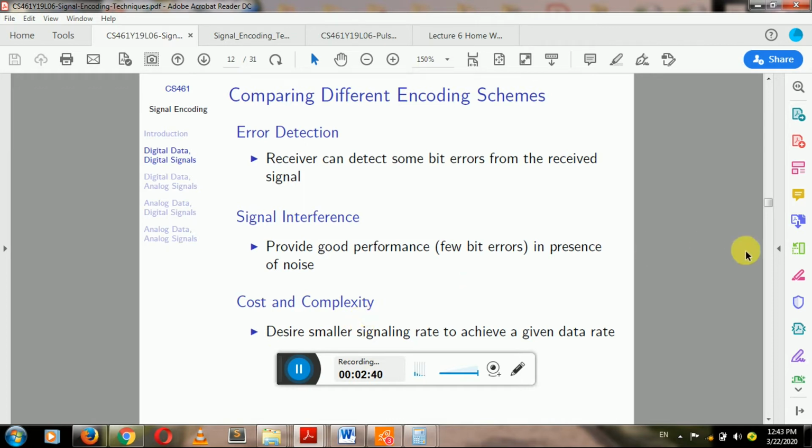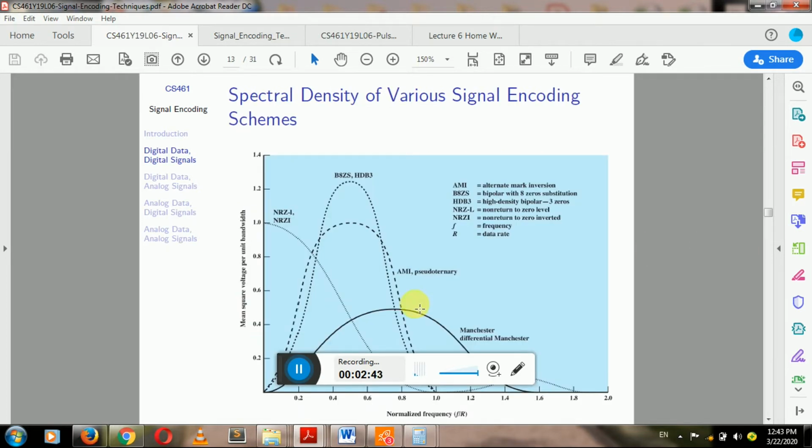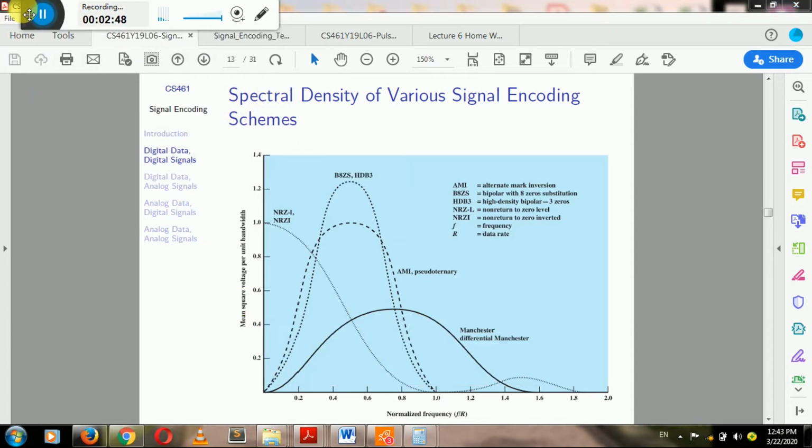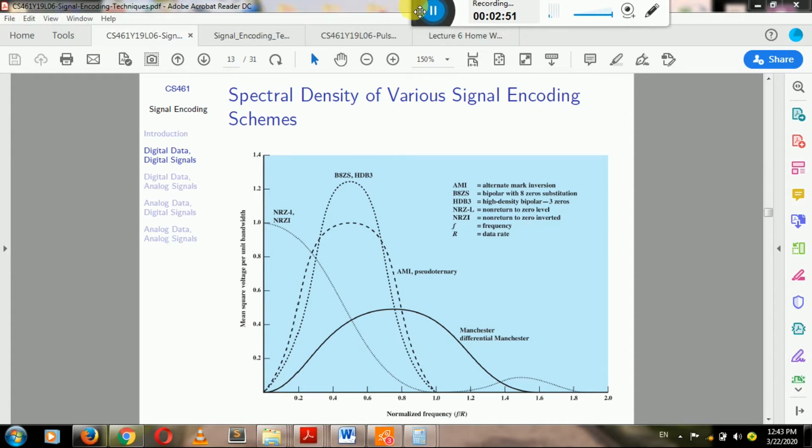Let's see a diagram for this bandwidth occupation. In this diagram you can see Manchester and differential Manchester encoding occupy large bandwidth. So in terms of bandwidth occupation they are the worst, but in terms of synchronization they are the best encoding schemes. AMI and zero ternary are best in bandwidth occupation, so they occupy only one.